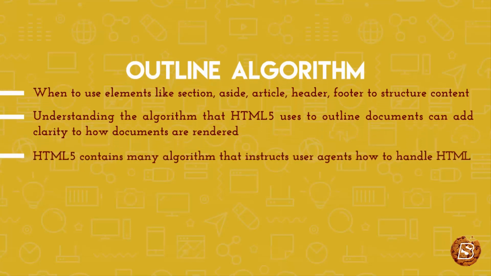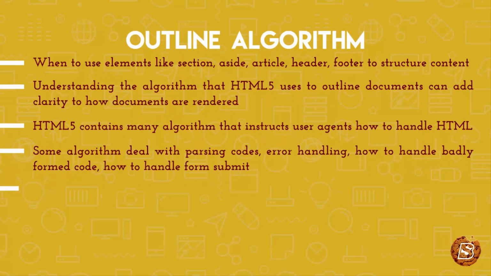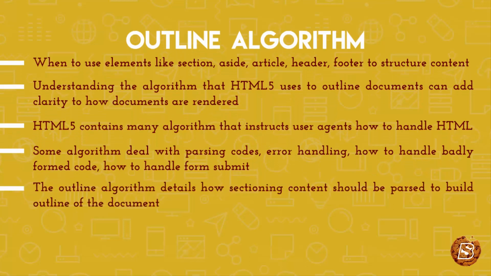HTML5 contains many algorithms that instruct user agents on how to handle the HTML. Some algorithms deal with parsing code, error handling, how to handle badly formed code, and how to handle form submit. The outline algorithm that we'll be covering details how sectioning content should be parsed to build an outline of the document.